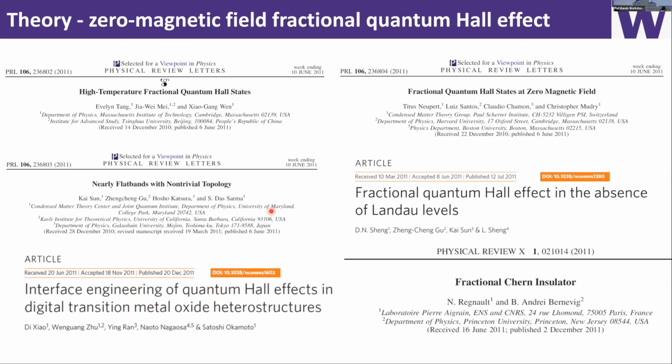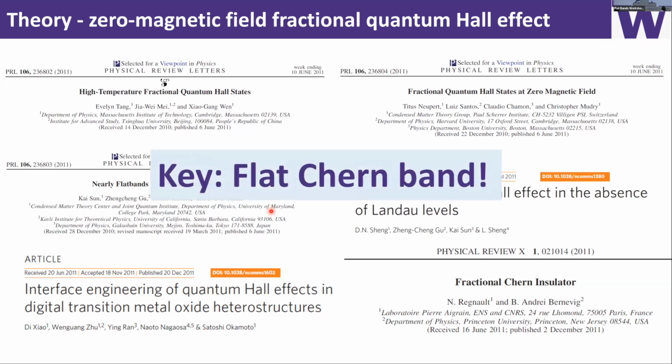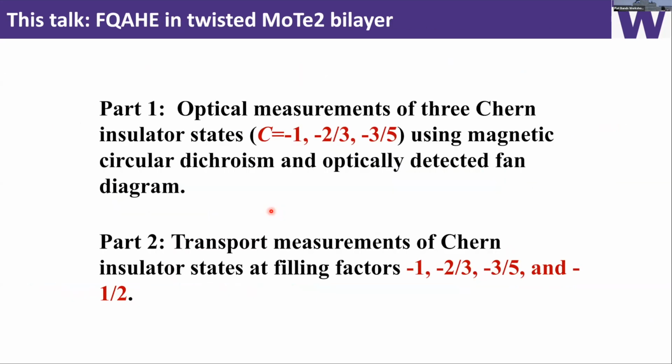But if we ignore all these details, there's one key element that is important to realize this effect, which is a flat Chern band. That's basically the essence of this workshop: you need a flat band, you need strong correlations, you need a topology. So the question is, how can we realize this effect, and what particular material system do we need to work on? There have been a lot of proposals on which system you can look for. Today, what I'm going to talk about is this twisted MoTe2 bilayer, where we discovered this fractional quantum anomalous Hall effect.